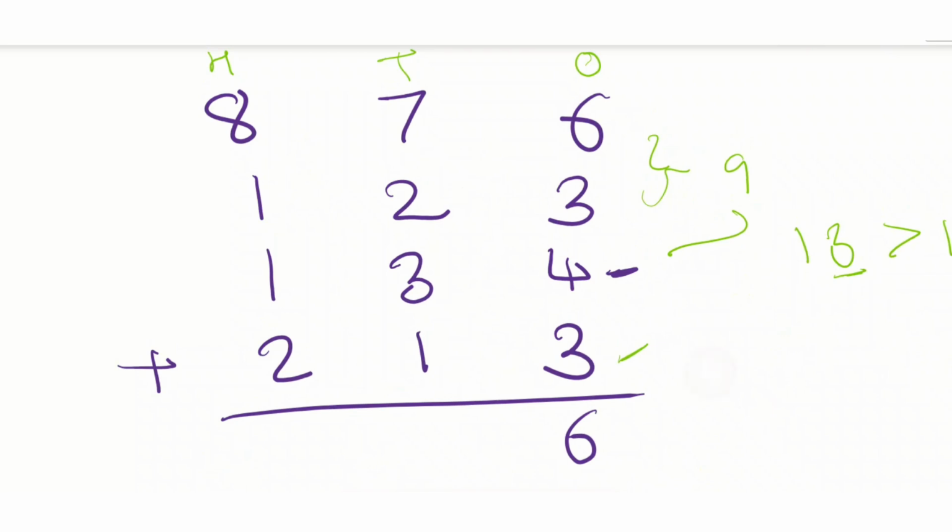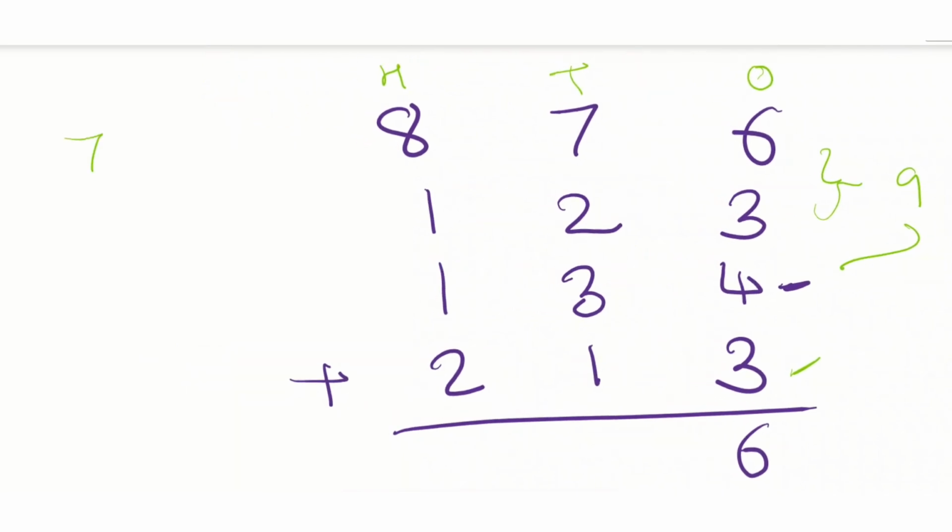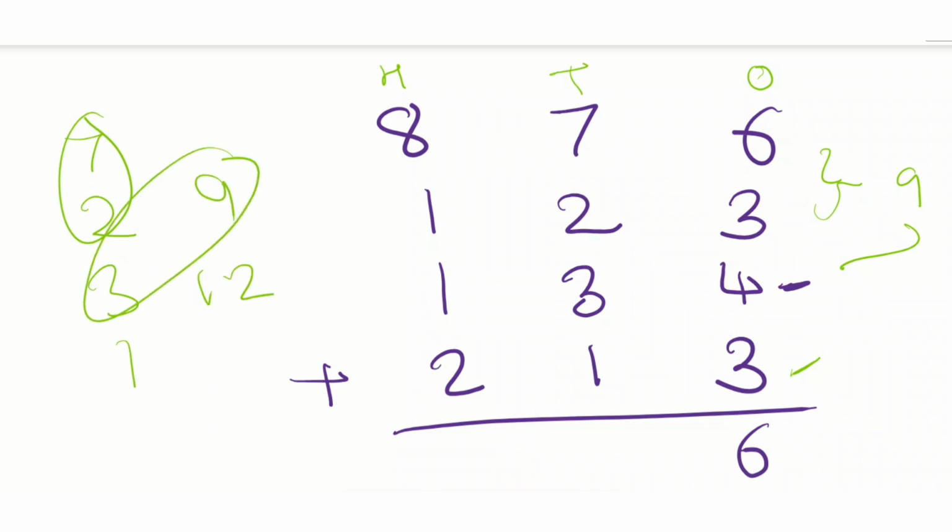For the tens column, let's just write it down here. We have 7, 2, 3, and 1. Adding that, 7 plus 2, 9. 9 plus 3 gives us 12, which is greater than 10. We put a dash in front of 3, and then continue with the ones digit of 12, that is 2. Continuing ahead with the next number, 2 plus 1 gives us 3.